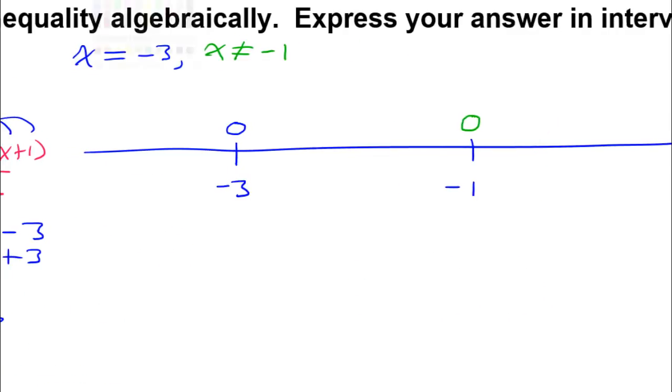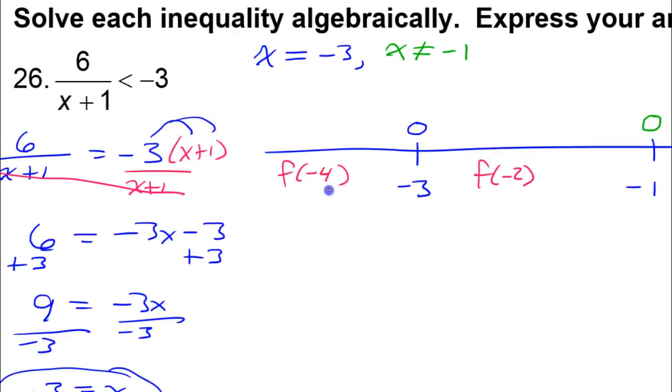Alright, time to pick my test values. So in this interval, I'm going to use -4. Alright, and here I'm going to use -2. And over here to the right of -1, I'm going to pick 0. Now at each one of these test values, I'm going to evaluate the inequality. To help me do that, I'm going to put the left side into my calculator just to make it easier for me.